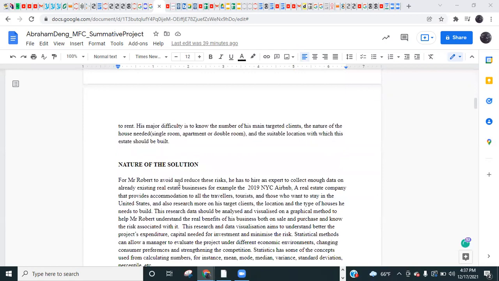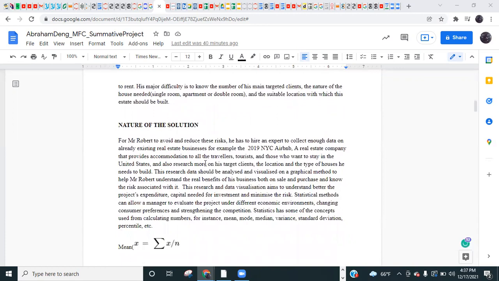So the nature of the solution we are trying to provide is that for Mr. Robert to avoid and reduce risk, he has to hire an expert to collect enough data on already existing real estate businesses. For example, the already existing Airbnb real estate company that provides accommodation to all travelers, tourists, and other people who want to stay in the US.